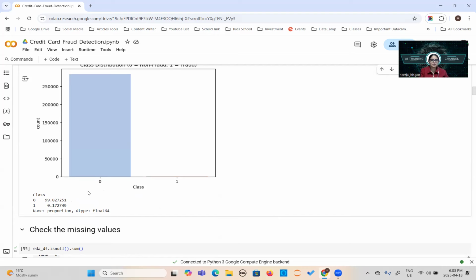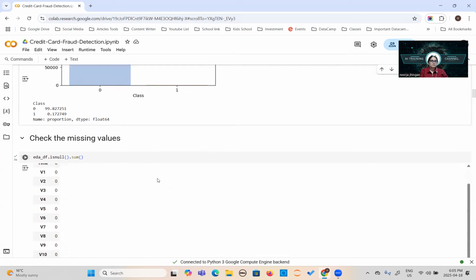Here you can look at it graphically too. Look at this. How big is the count? About 250,000, right? And the fraud count is not showing at all here, because it's very small.